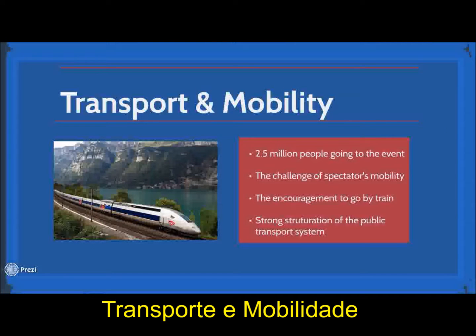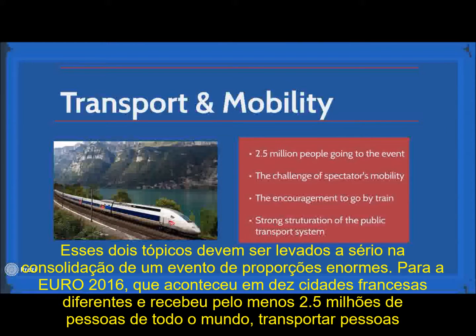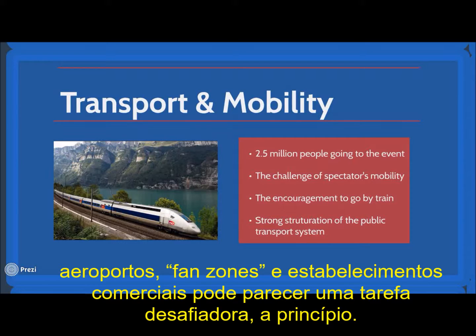Transport and mobility. These two aspects have to be taken seriously in the consolidation of an event of huge proportions. For the Euro 2016, which takes place in 10 different French cities and expects an audience of at least 2.5 million people from all around the globe, keeping this amount of people as mobile as possible between stadiums, airports, local fan zones, and commercial spots seems to be a challenging task at first.